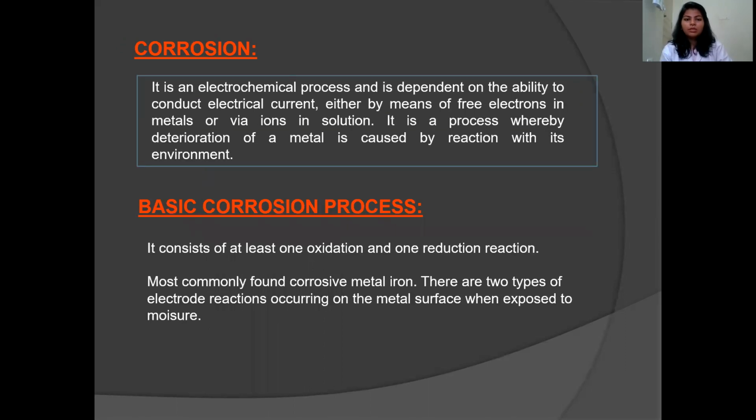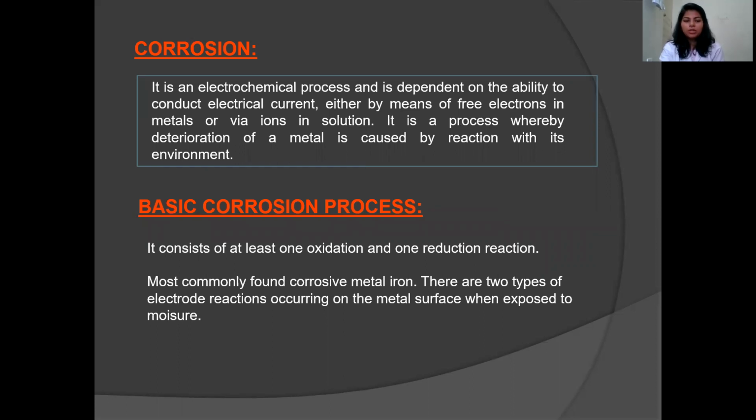Corrosion is an electrochemical process and is dependent on the ability to conduct electrical current, either by means of free electrons in the metals or via ions in solution. It is a process whereby deterioration of the metal is caused by reaction with its environment. The basic corrosion process consists of at least one oxidation and one reduction reaction. The most commonly found corrosive metal is iron.